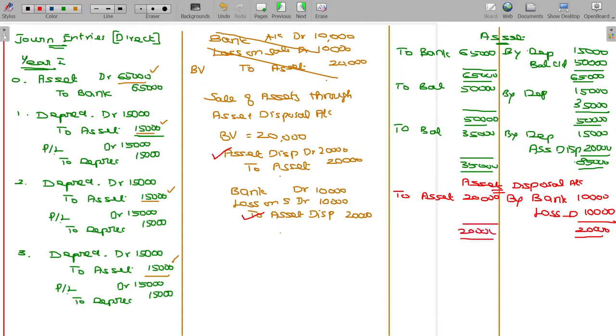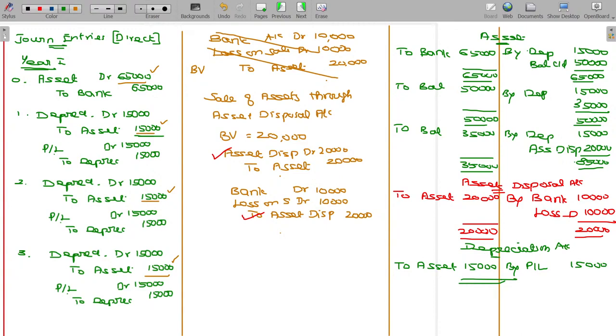What happens in case of the depreciation account if you want to prepare that? Depreciation account is very simple, right? Whenever it is a depreciation account, you create the depreciation, later transfer to the P&L account, debit side. So depreciation to asset, 15,000, 15,000, and later it is transferred to the P&L account. By P&L account 15,000. That's all. It is over.